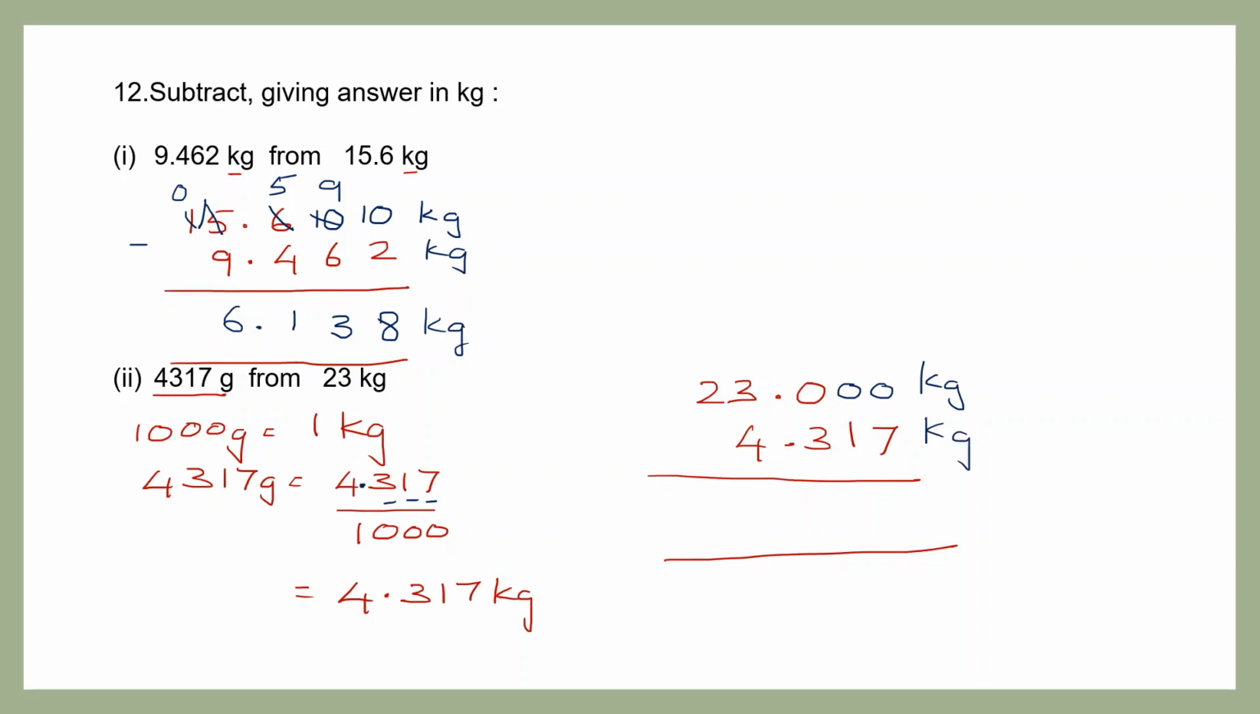0 minus 7. No. Borrow, borrow all the way from 3. Which becomes 2, 10, 9, 10, 9 and 10. 10 minus 7 is 3. 9 minus 1 is 8. 9 minus 3 is 6. Decimal point. 2 minus 4 I cannot do, so I'm going to borrow. 12 minus 4 is 8. And I bring down 1. Now I need to write the unit, kilogram. So my answer is 18.683 kilograms.